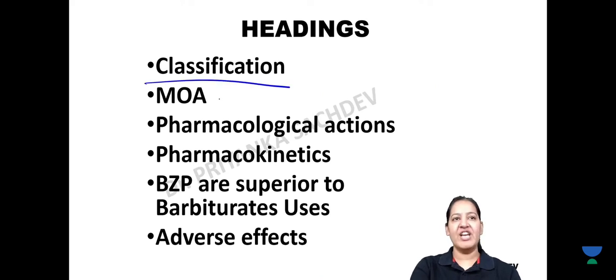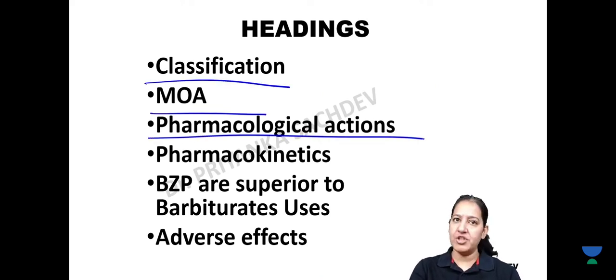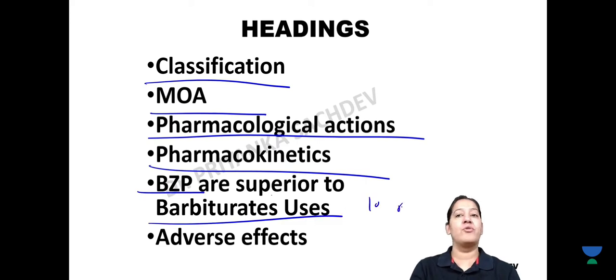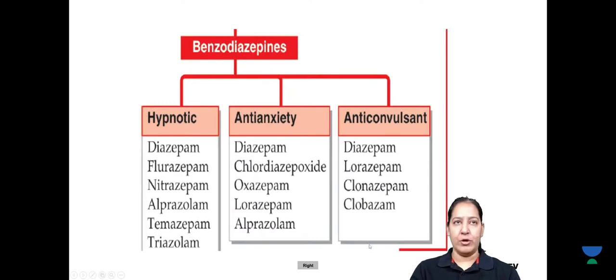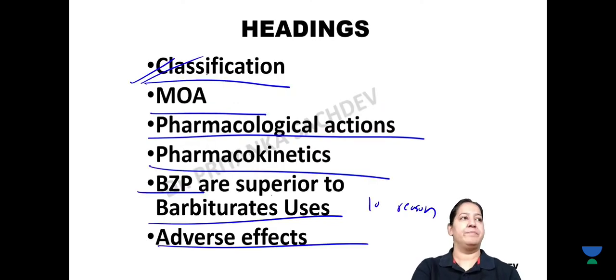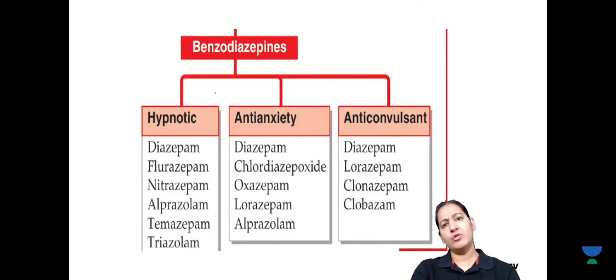So classification, mechanism of action, pharmacological action, pharmacokinetics. Why are benzodiazepines superior to barbiturates? Tell me 10 reasons. Tell me many reasons. Adverse effects. So those are the things I am going to teach you. Let me start with classification. I have already taught you the classification of barbiturates. The classification of barbiturates is based on duration of action: short acting, long acting, ultra short acting. You know the names. Benzodiazepine classification is not based on duration of action.